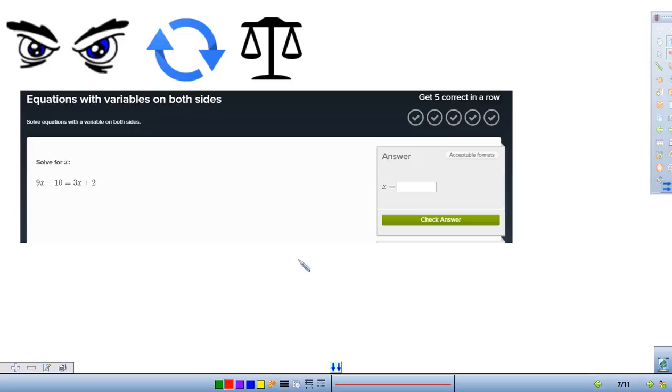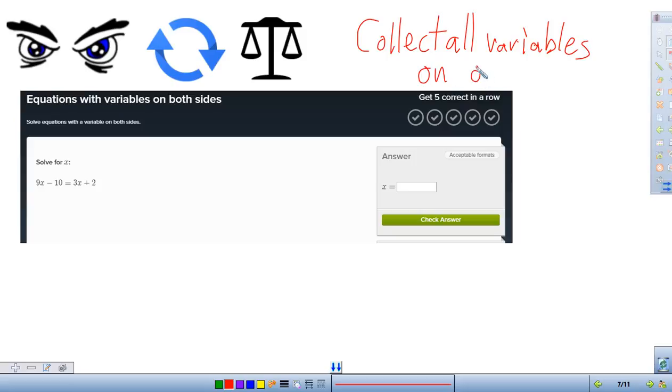Okay, so what to do when you have equations with variables on both sides? What you have to do is collect all variables that you're solving for on one side, okay? So we're gonna do that really quickly here. And my advice is to always move the lesser, and that just means I'm not gonna end up with a negative coefficient for it.